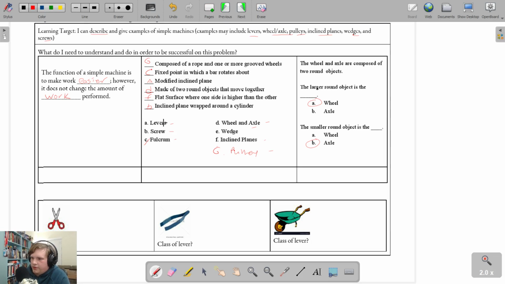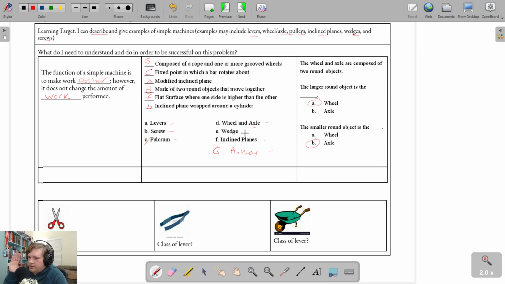Yeah, so levers are used to lift things, modify an inclined plane. You can push on one side, the other side lifts up. Screw is an inclined plane wrapped around a post. Fulcrum is part of the lever. Wheel and axle, big wheel, small axle. They fit together. You turn the axle, the wheel turns. Wedge is two inclined planes together. This is used to separate things.